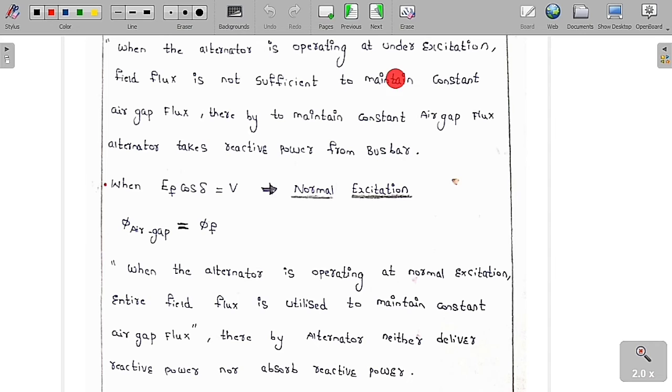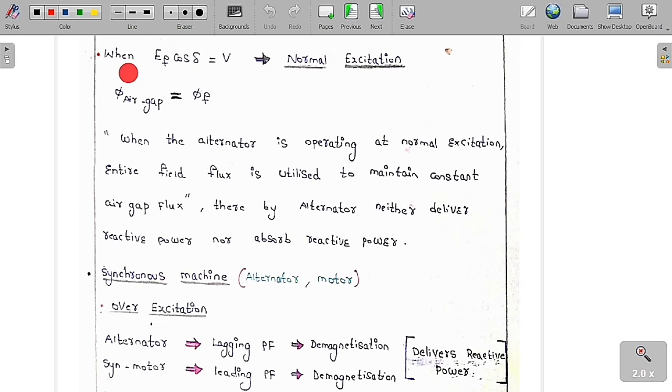So whenever the alternator is operating at under excitation, the field flux is not sufficient to maintain the constant air gap flux. Thereby, to maintain the constant air gap flux, the alternator takes the reactive power from the bus bar. Now we will see the other case, which is called normal excitation, meaning whenever Ef cos delta is equal to V. In this case, we can see clearly the angle between V and Ia is 0 degrees, so it is called unity power factor.